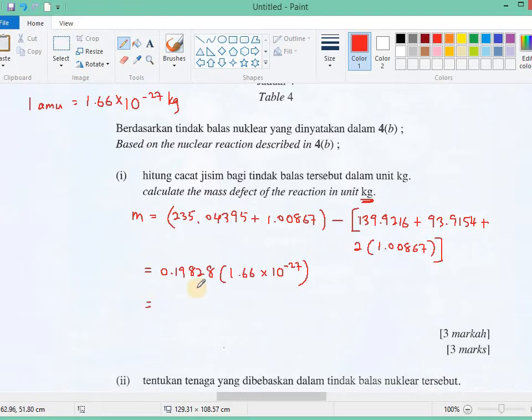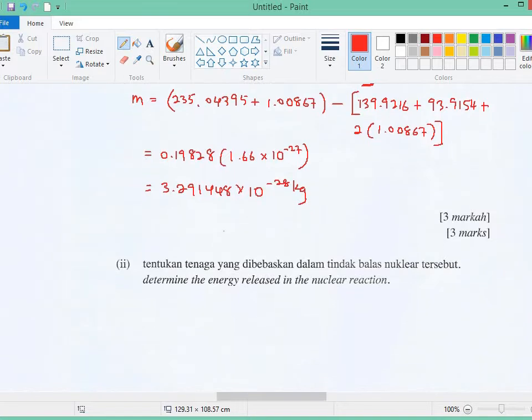Alright, and then we will be able to get 3.291448 times 10 power by negative 28 kilogram. You see here, I write the complete number. I don't round off. The reason why I don't round off is I see that we are going to need this mass in the next question. In the next question, determine the energy released in the nuclear reaction.